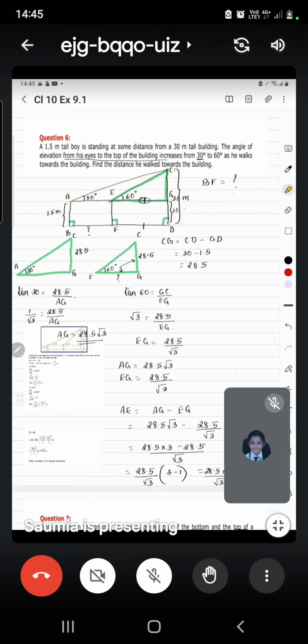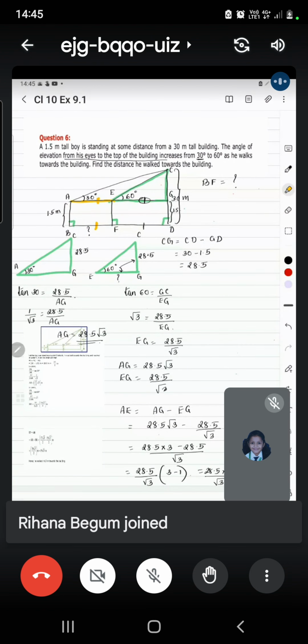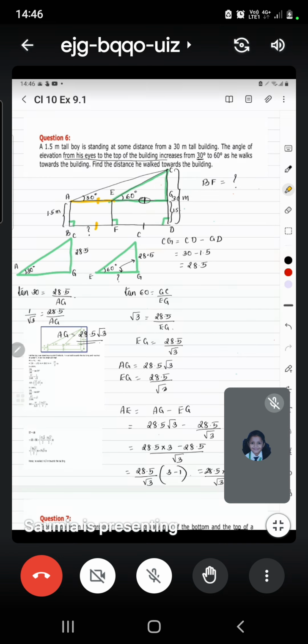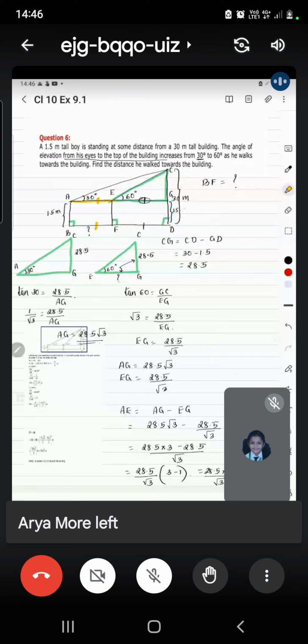But did we want AE? We want BF, but it is similar. It's the opposite sides of a rectangle. Yes, both are equal. Being a rectangle, AE is equal to BF. So when I find out AE, I automatically get my BF. Followed? Everyone? Yes, ma'am.